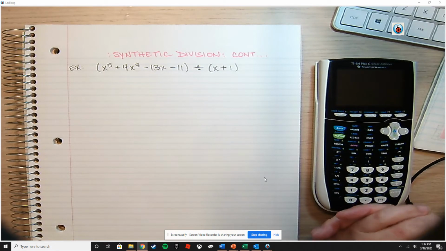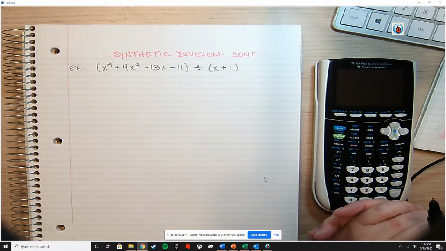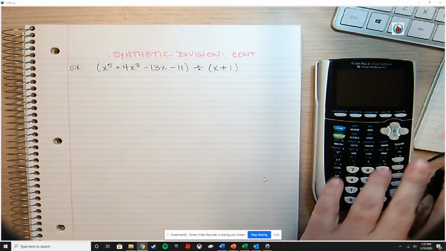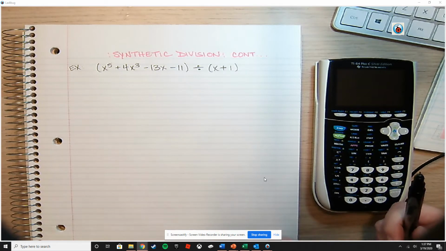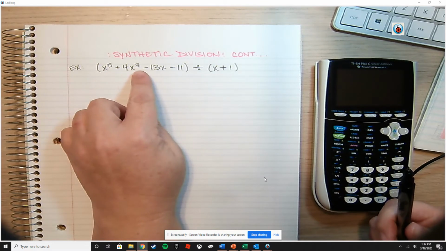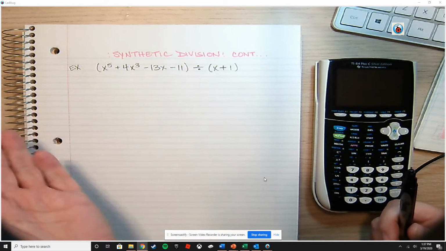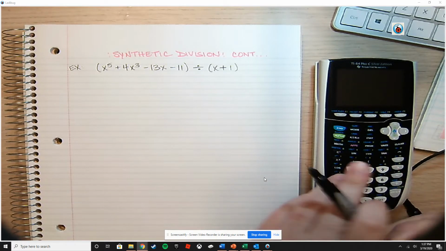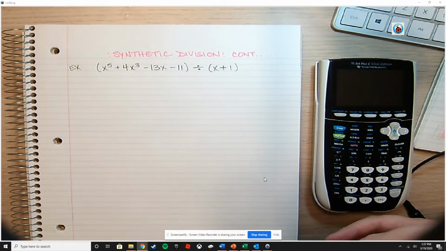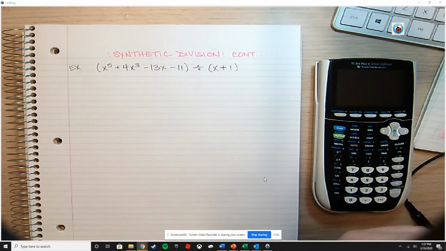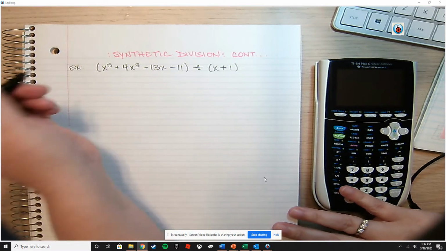I've got x to the fifth plus 4x to the third minus 13x minus 11. So this polynomial is missing some terms. When I mean missing some terms, I mean that every exponent value is not accounted for. So it doesn't go 5, 4, 3, 2, and then 1. There are terms that we would consider to be missing. But when we do synthetic division, we have to account for those. So I could rewrite the problem like this.